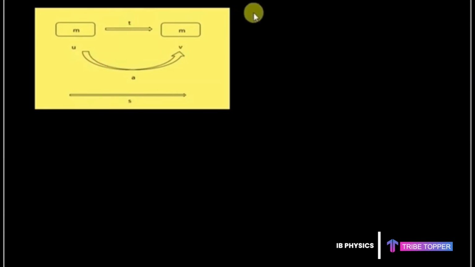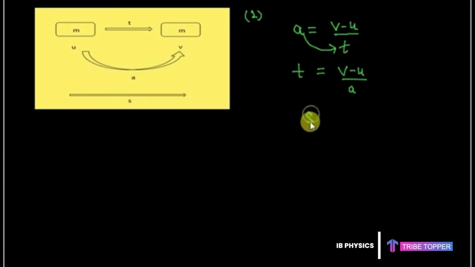Now we move to the second equation of motion. Again, we are going to use the formula of acceleration, that is a is equal to v minus u upon t, because we are talking about the same object going from u to v in time t. So what is the time t here? It will be v minus u upon a. Just take t up and bring a down. Now, I also know that distance is average velocity into time, right? So average velocity into time gives you the distance traveled.